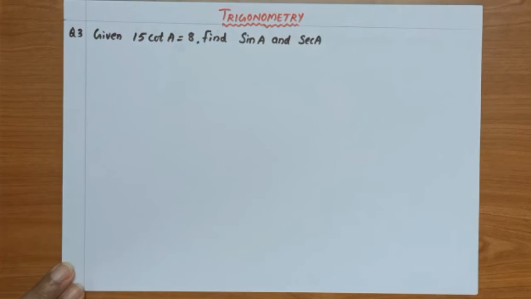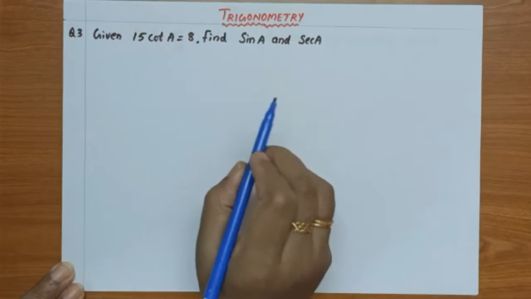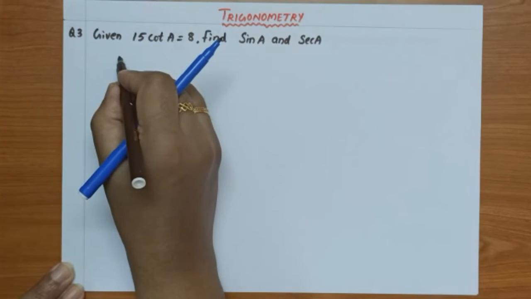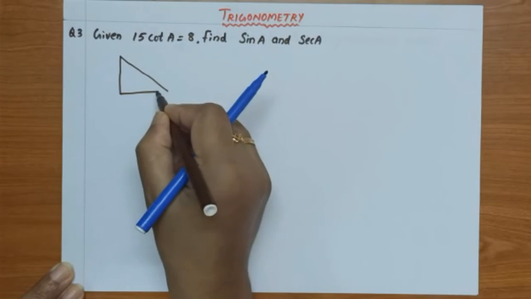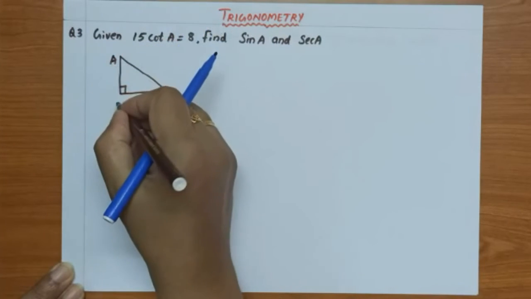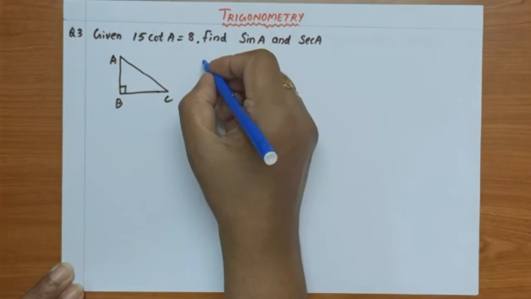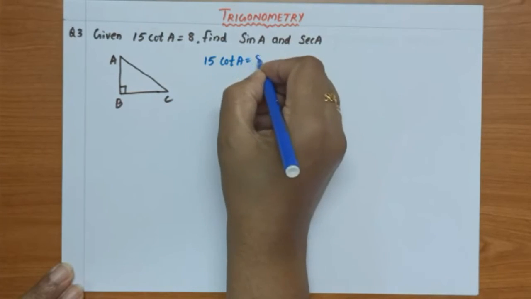Now question number 3. Given 15 cot A equal to 8, find sin A and sec A. So like before, we have to draw a right angled triangle. We can mark the right angle and A, B, C. It is right angled at B. Now we have 15 cot A equal to 8.